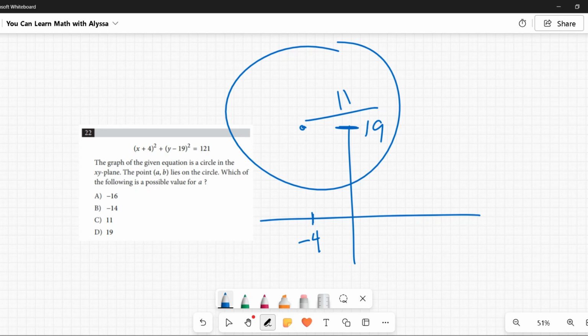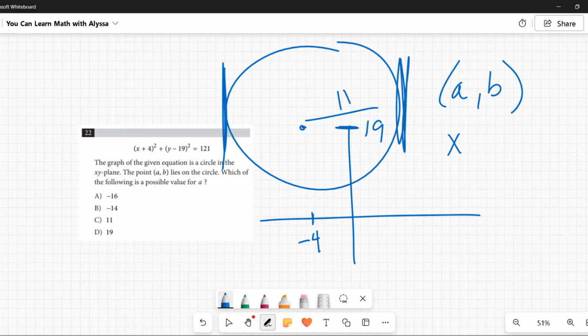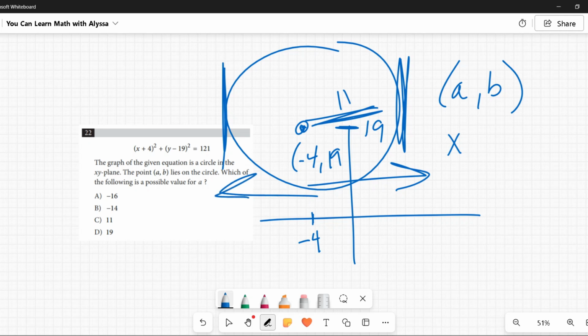Right. So they want to know there's a point (a, b), what could be a value of a? Well, a is our x value. So to find out what could be a value for x, I need to know how far from left to right this circle goes. What are all its possible x values? Well, the center is here at (-4, 19), and my radius is 11. So I know it goes this way 11, and it also goes that way 11. It goes both directions by 11.